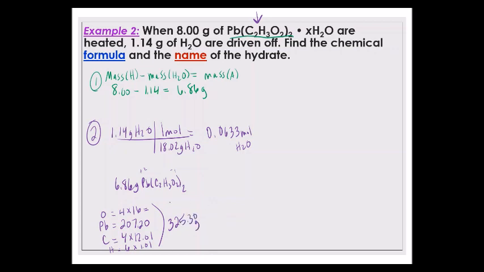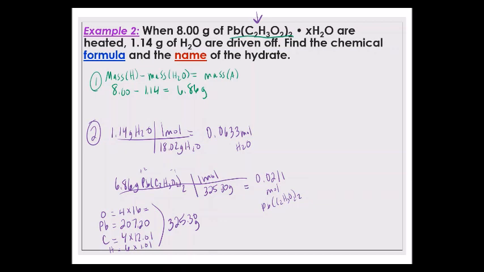Oh, so now we can convert this over. 325.30 grams equals 1 mole. And then we can find our moles of the lead two acetate, which I'm getting is 0.0211 Pb(C2H3O2)2. Wow, that's a fun compound to write out, isn't it?